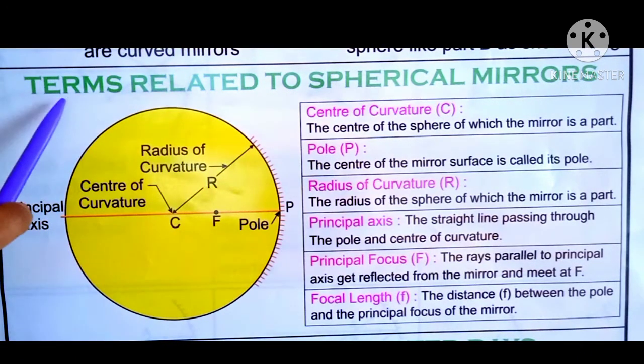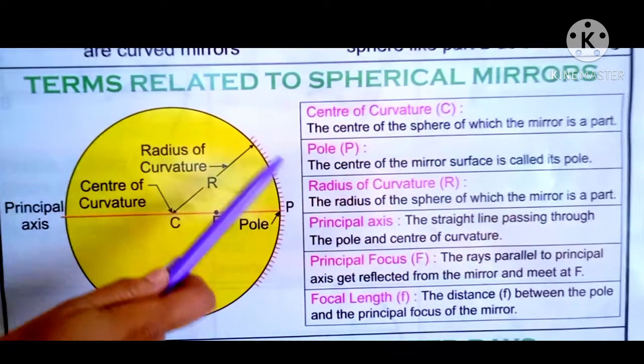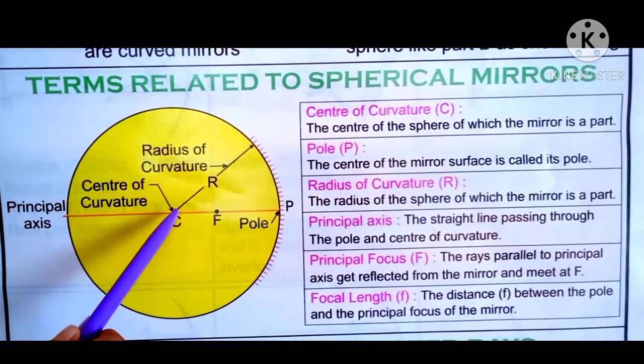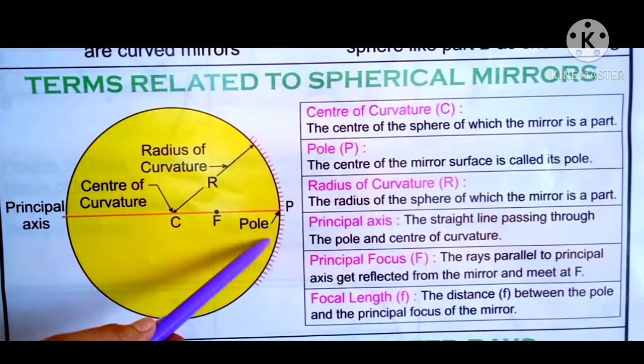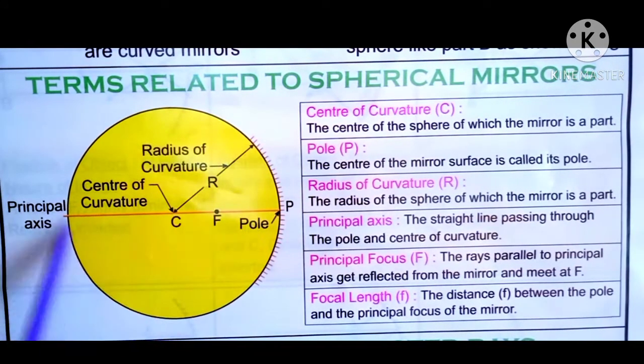Now students, let's study the terms related to spherical mirror. Suppose this is a spherical mirror. In this spherical mirror, this part is a spherical mirror. Okay, this is a sphere.